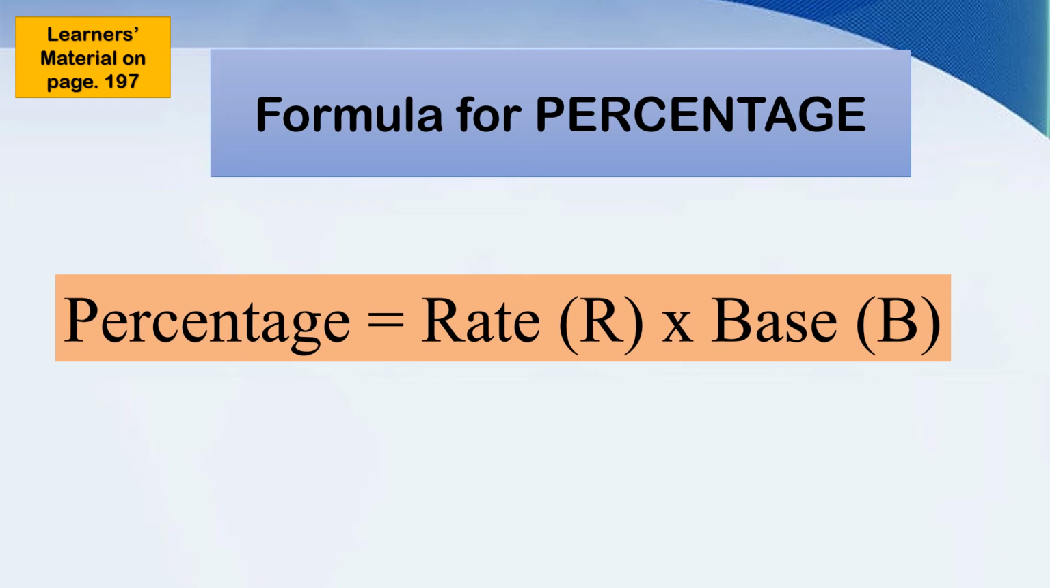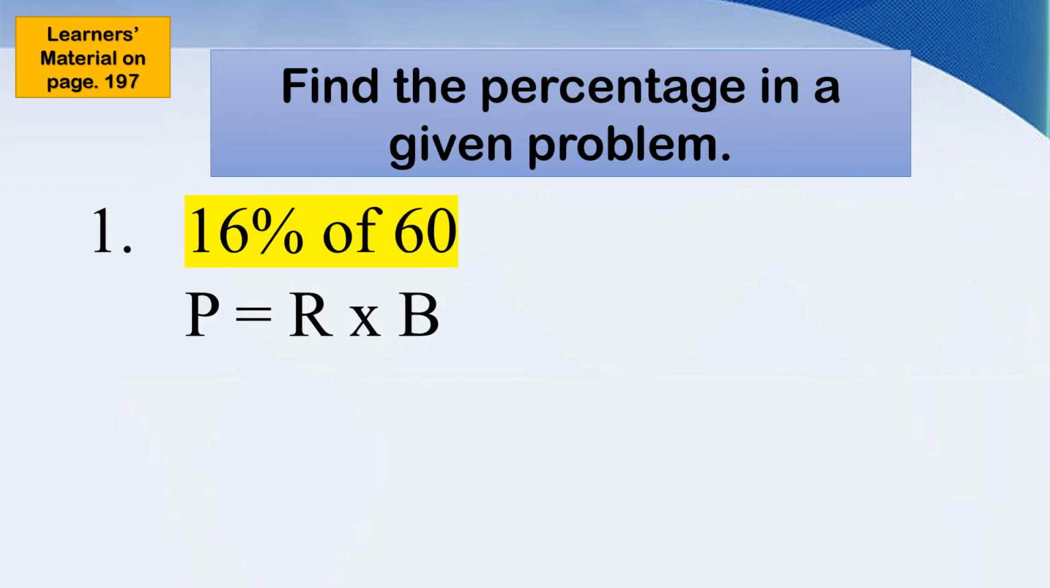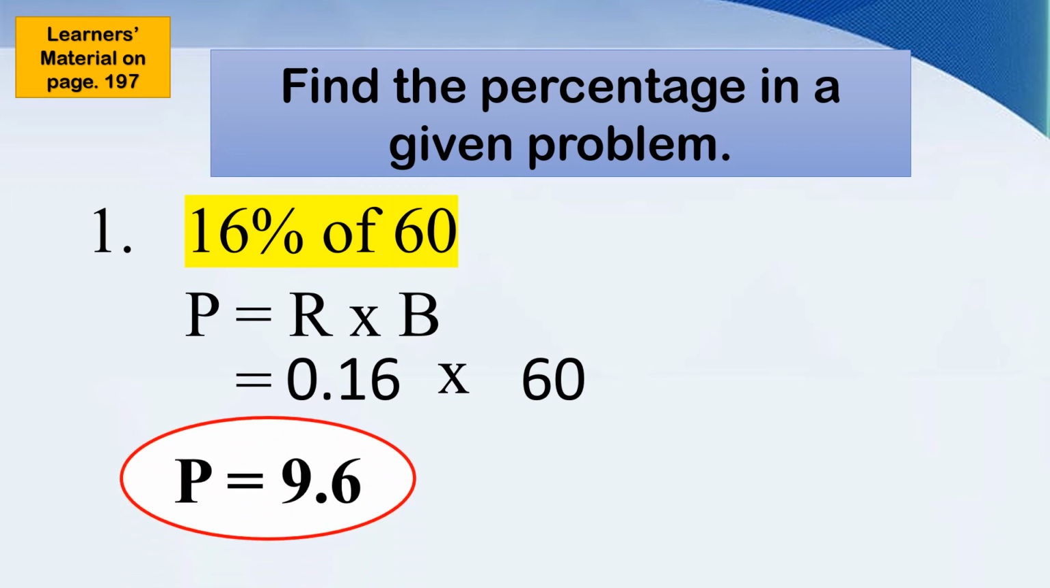The formula for percentage is percentage equals rate times base. Let us substitute the given in the formula. P is equal to R times B. Our rate is 0.16. Our base is 60. 0.16 times 60. Get the product of the base and the rate. The answer is 9.6.